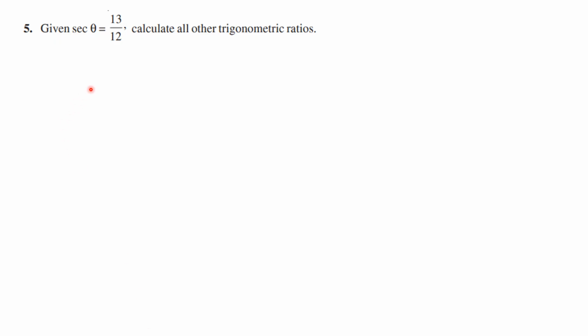Now question number 5. Given sec theta equal to 13 by 12, calculate all other trigonometric ratios. So there are a total of 6 trigonometric ratios, right? One value is given here. You have to find the values for the remaining 5. So let's take a right angle triangle. Now here sec theta is given as 13 by 12. I have assumed this angle as theta.